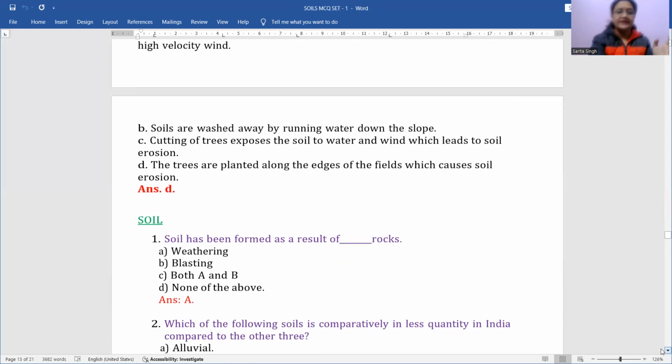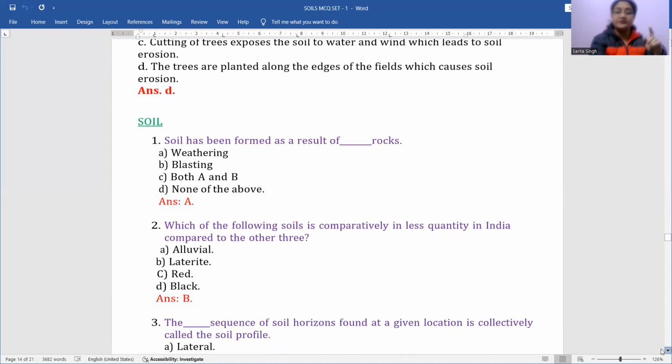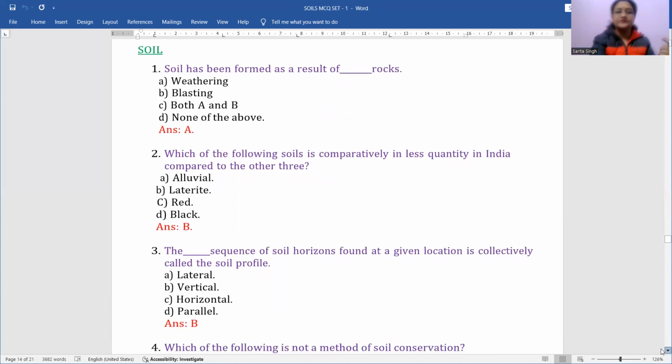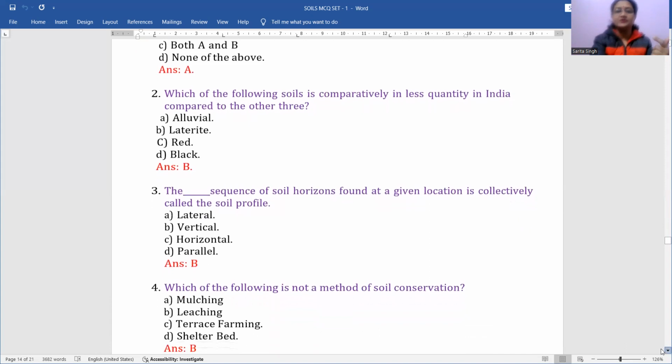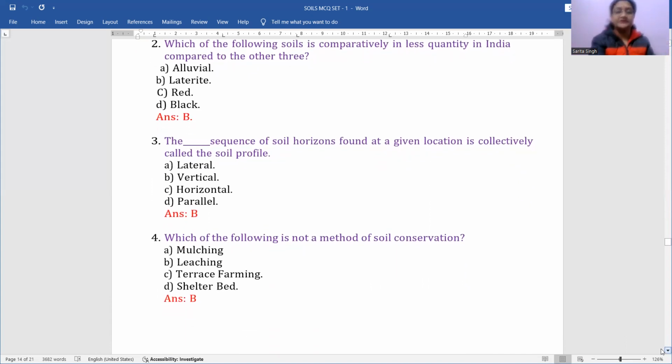ठीक है, नेक्स्ट है सॉइल हैज बीन फॉर्म्ड एज अ रिजल्ट ऑफ डैश रॉक्स. सॉइल हैज बीन फॉर्म्ड एज अ रिजल्ट ऑफ वेदरिंग ऑफ रॉक्स. Clear? Next, which of the following soils is comparatively in less quantity in India compared to the other three? That is, yes, laterite soil. Okay, the other three are covering a large area, but the laterite soil is found just in small pockets.